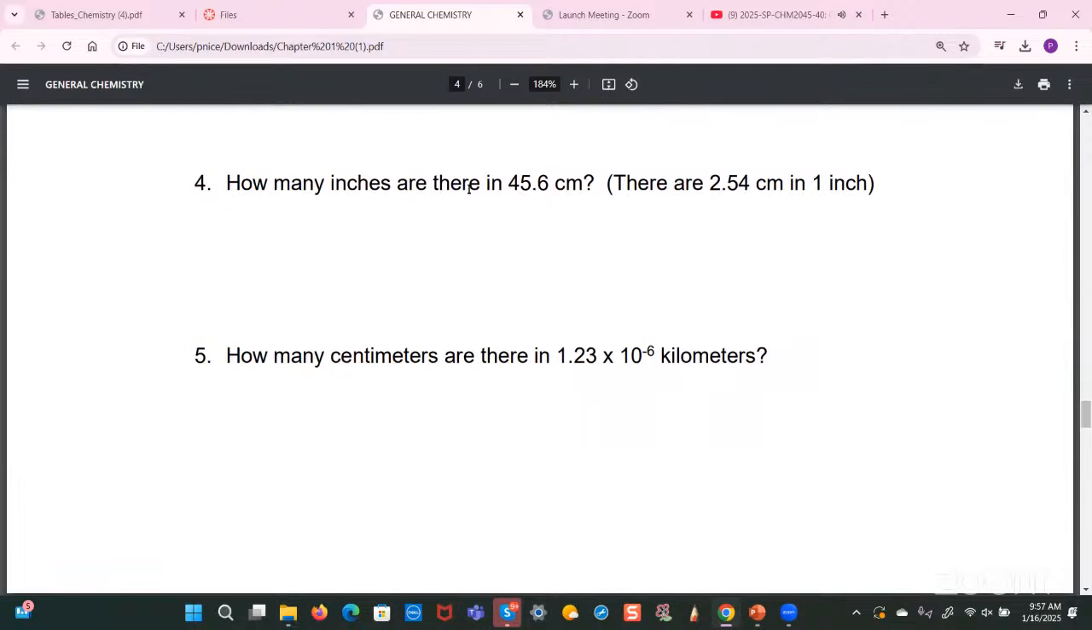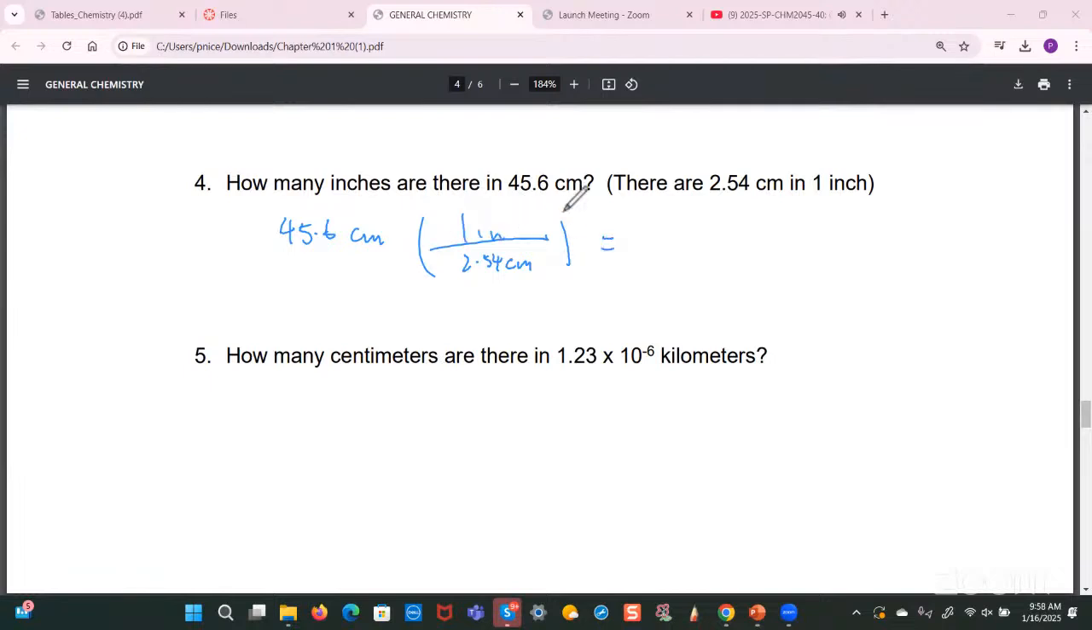Okay, so they gave you the length in centimeters, and they're asking for the equivalent length in inches. So based on what we have just learned, how would you go about doing this problem? Divide 45.6 by 2. All right, let's set this up correctly, so 45.6 centimeters. And you said divide by what? 2.54 centimeters. And up here you have 1 inch, right?